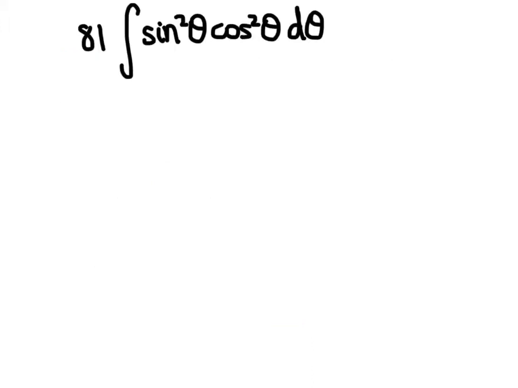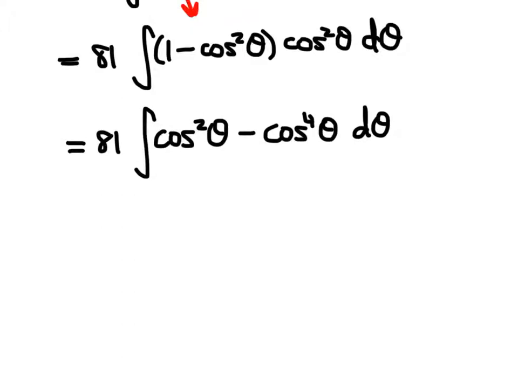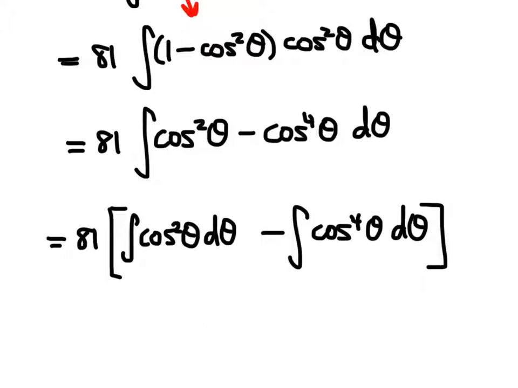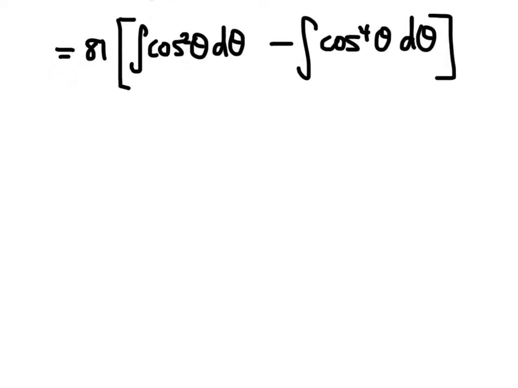So the first step is going to be to use a Pythagorean identity on the sine squared term here. Alright, and then we're going to expand this expression. Then what we're going to do is split the integrals, and we have to treat these two integrals separately. So for the first integral, we're going to use a power reducing, or in other words, the half angle identity.